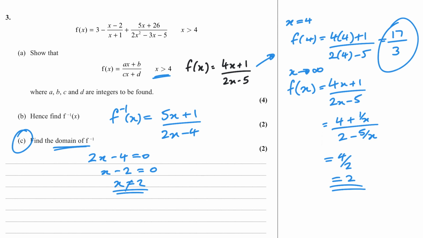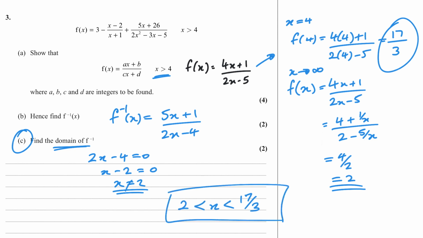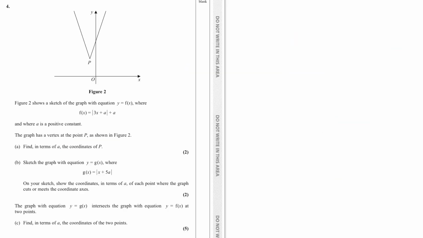So I'm heading from 17 over 3, and I'm heading towards 2. But I'll never reach either of those values. So that's the range of f of x, and the range of f of x is going to be the same as the domain of the inverse of f of x. So we're looking at being less than 17 over 3 and greater than 2. Okay, but not equal to either of them.